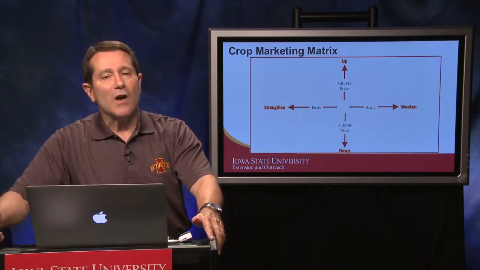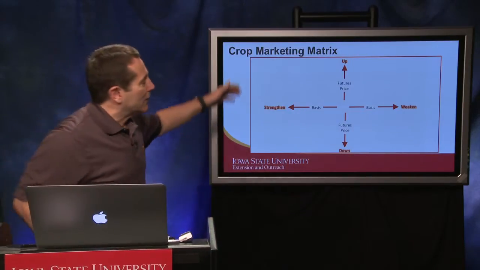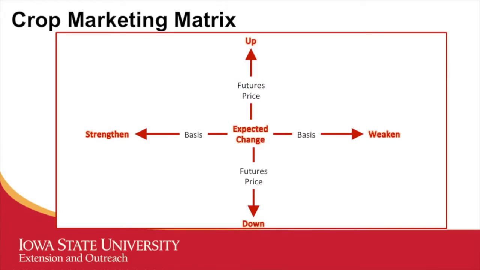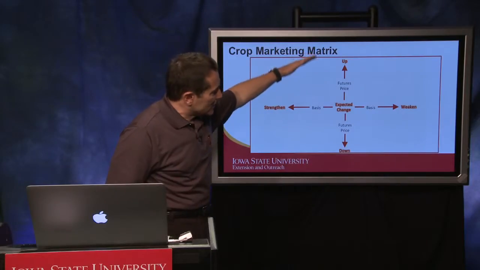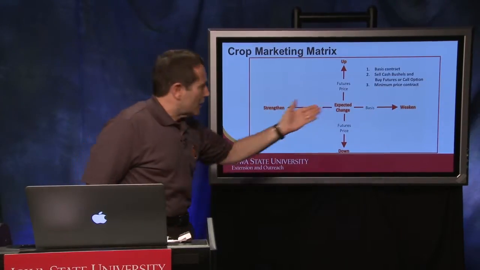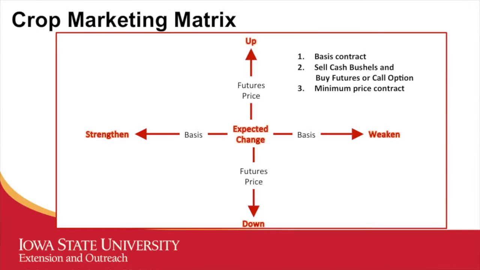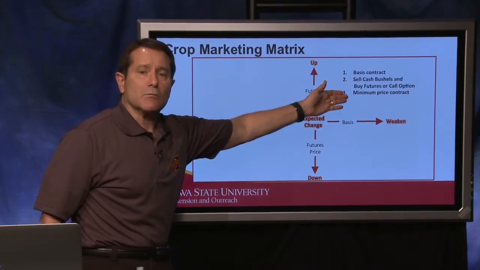Let's take a look at the crop marketing matrix that we featured in an early video, where your expectation for change, whether it be higher futures or lower futures, whether it be weakening basis or strengthening basis, determines what type of marketing tool you might use. If you think that futures prices will be moving up and the basis will weaken, take a look at the use of a basis contract, or sell cash bushels and buy futures, or a call option, or use of a minimum price contract that many elevators provide.